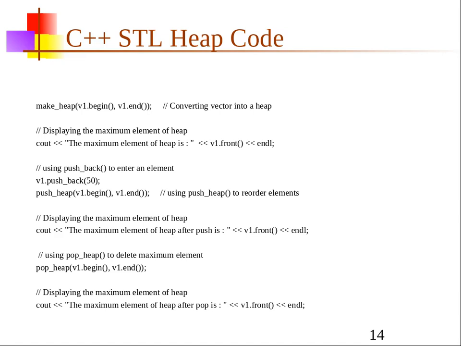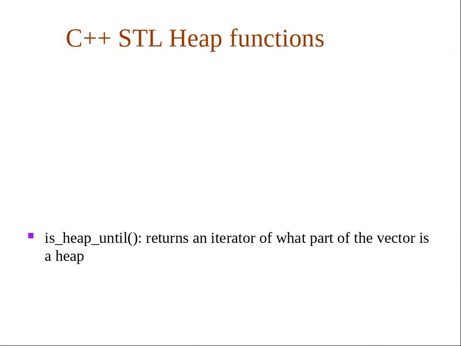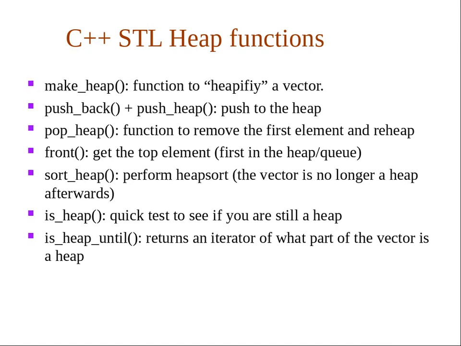Okay. Nice slides. Let's hide that. All right, here we go. Make heap heapifies the entire thing. If you want to push, you have to call both of them. Pop heap actually removes the first element and reheaps. You don't have to do the pop back if you don't want to, but you're free to. Front to get the top element. Sort heap actually calls heap sort. Is heap will tell you if your current vector is a heap, and is heap until will return an iterator of what part of the vector is still a heap in case you start accidentally adding too many elements.